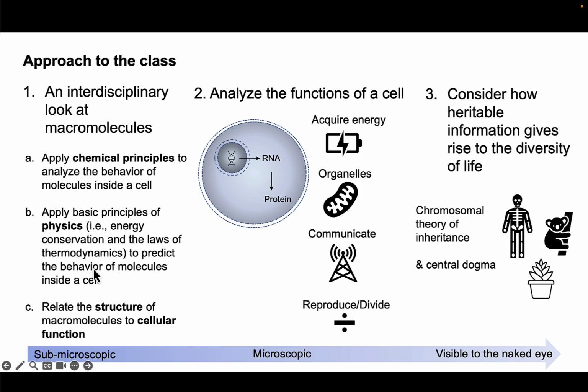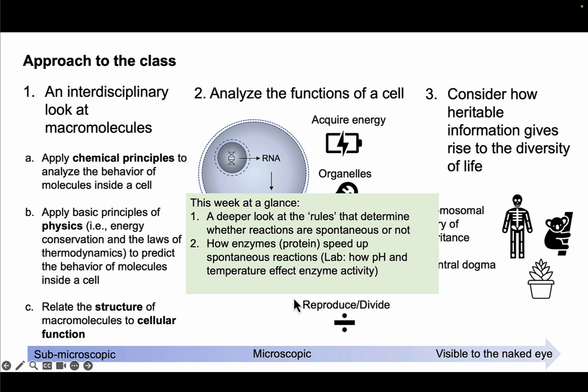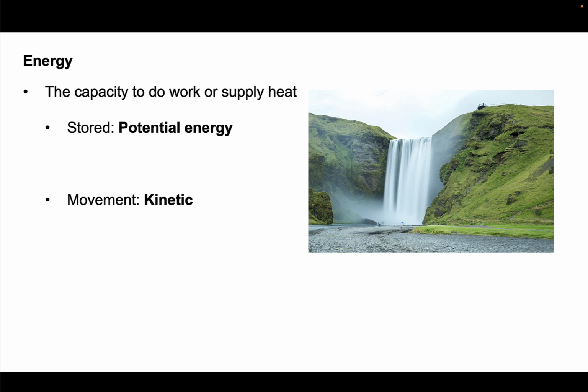Today we're going to pause on macromolecules and talk about basic physics and use these to predict the behavior of molecules or reactions in a cell. Specifically, we're going to take a deeper look at the rules that determine whether reactions are spontaneous or not, and how enzymes, a group of proteins, speed up spontaneous reactions. And why we're doing this week is because in lab, we're going to look at how pH and temperature affect enzyme activity.